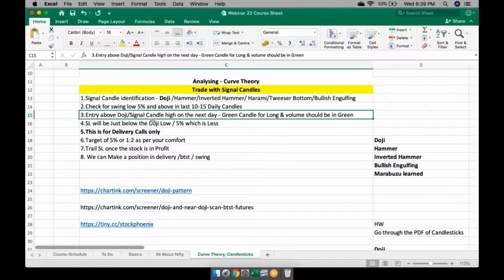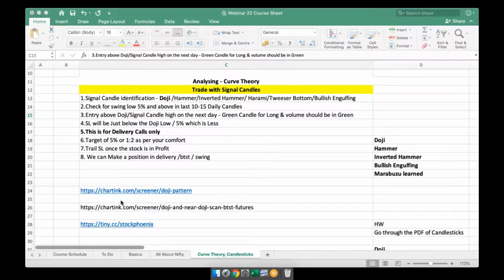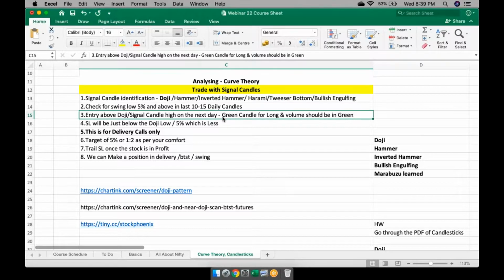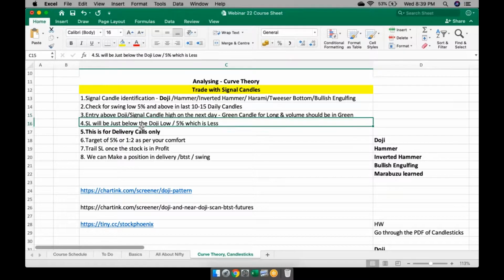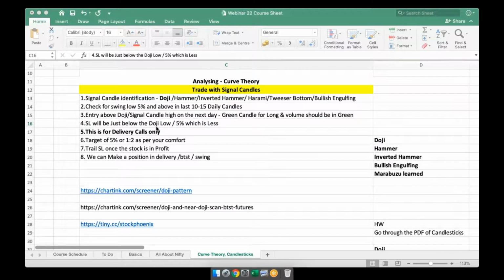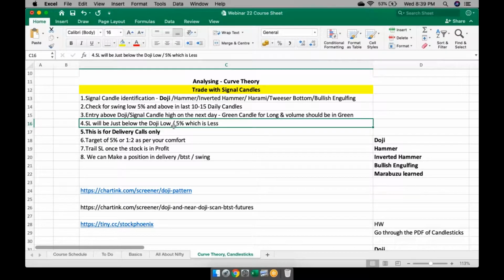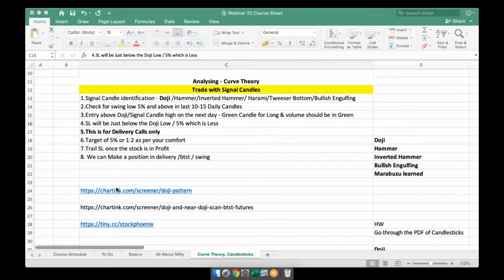When you make an entry, the candle should be green, and the volume chart should be green. Next, stop loss will be just below the doji. Ideally, technical stop loss should be less than 5%. Default stop loss is 5%, whichever is less. In all the examples we have just seen, the stop loss is more than 5%, so we are avoiding the trade.